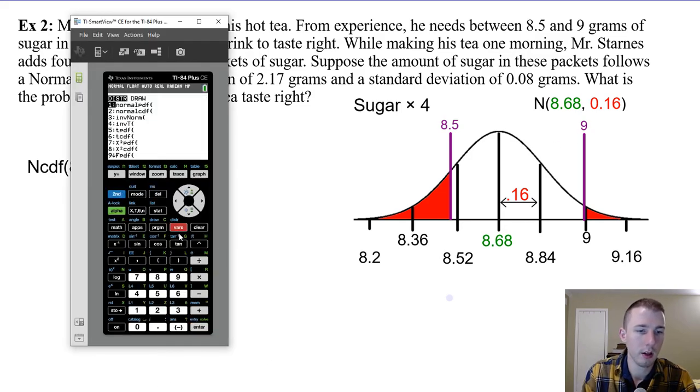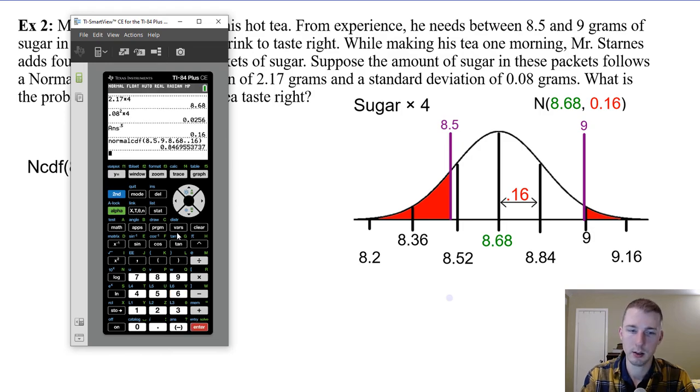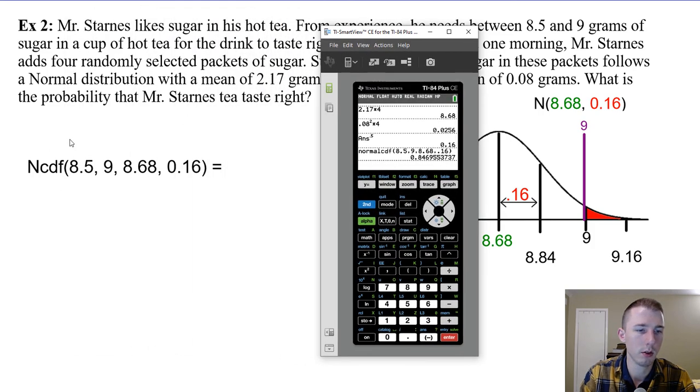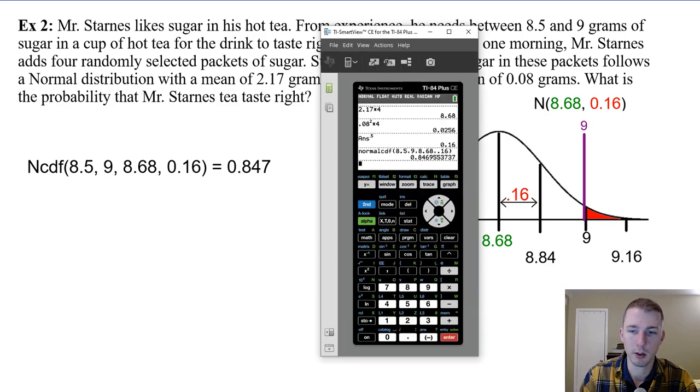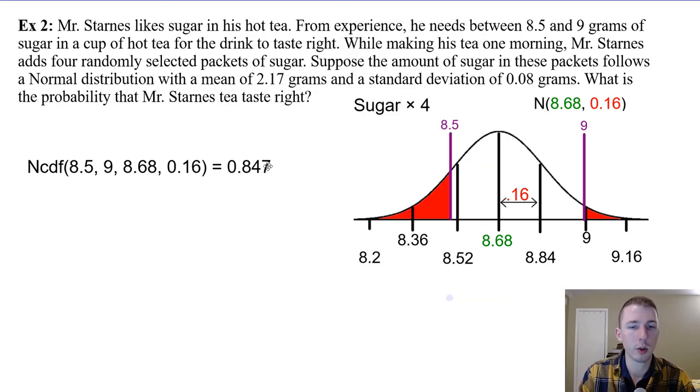So second variables of distribution, we're doing the second one here. Our lower limit was 8.5, our upper limit was 9. Mean was centered at 8.68 with a standard deviation of 0.16. Okay, cool. Then hit paste and enter. So basically we have an 84.7% chance. So again, show them what you're putting in there: lower limit, upper limit, mean and standard deviation. So that's 84.7%, I think that's what I had, right? Yeah, 84.7% chance that the 4 sugar packets will give him the amount, that it won't be not sweet enough or too sweet, which are the 2 areas that we were interested in there.